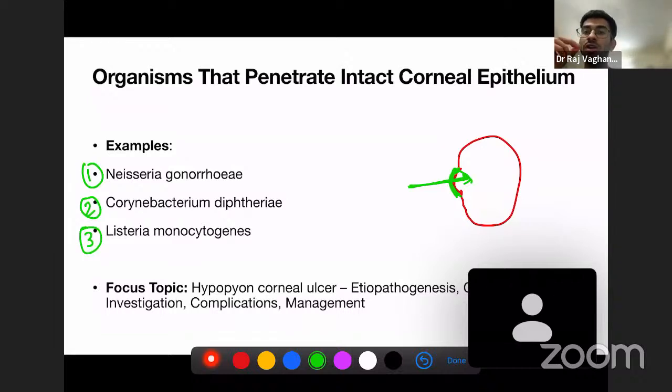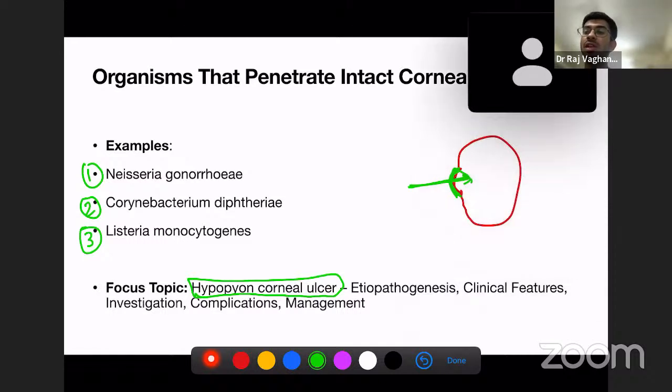So what is the main focus topic that we are going to discuss? After penetrating the intact corneal epithelium, these organisms lead to a disease known as hypopyon corneal ulcer. I will tell you the meaning of hypopyon in the next slide, but just remember this name. We'll discuss the etiopathogenesis, clinical features, investigations, complications, and management of this disease, hypopyon corneal ulcer.